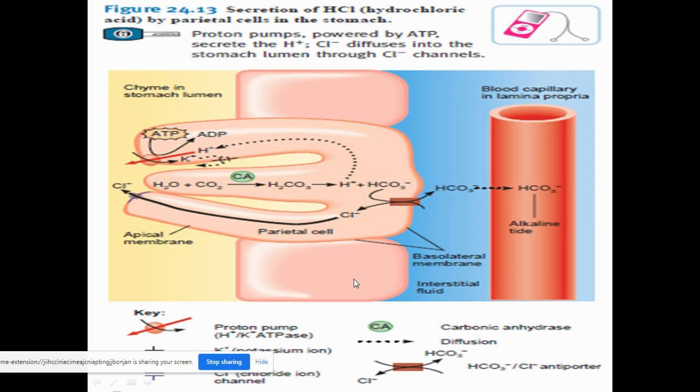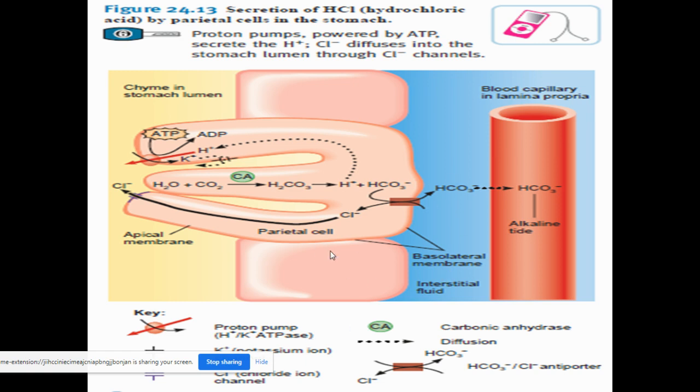Now we will see how the HCl is secreted. So what are the different kinds of secretion? Mucus, HCl, pepsinogen, gastric lipase, and the hormone gastrin. Now the very important secretion of the stomach is the HCl. The pH acidity of the stomach is controlled by the secretion of the HCl. So HCl is secreted by the parietal cells.